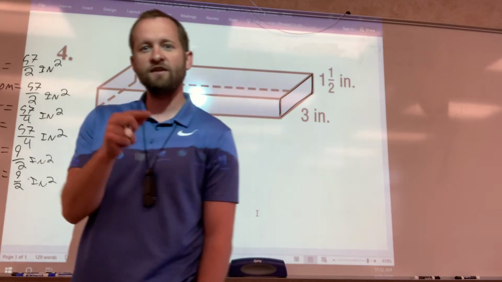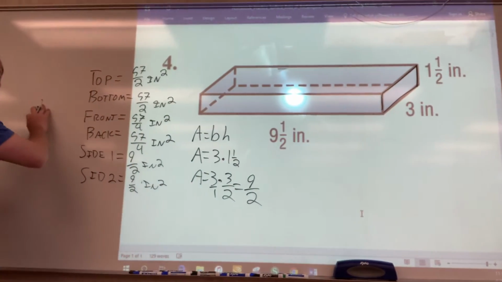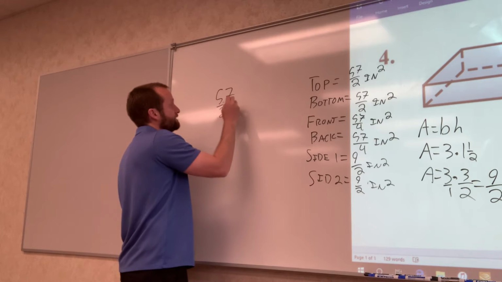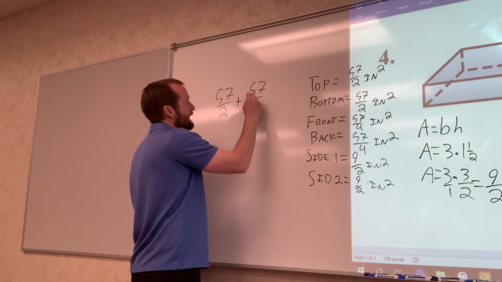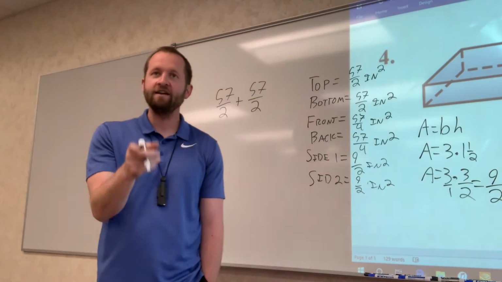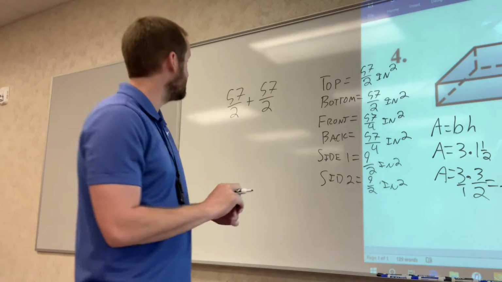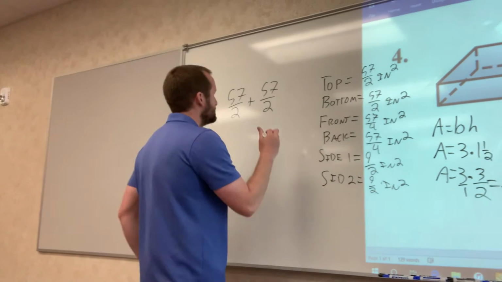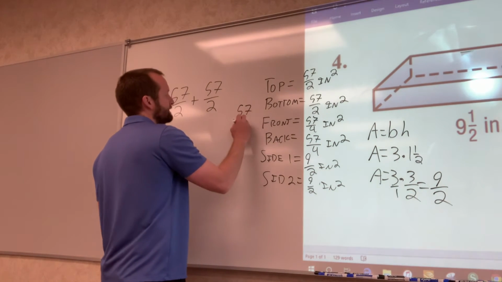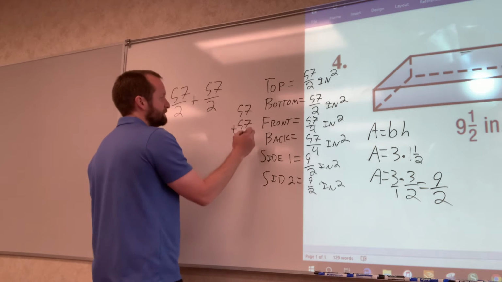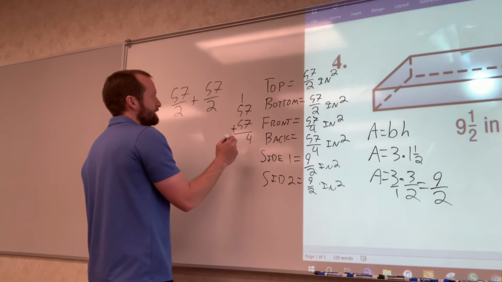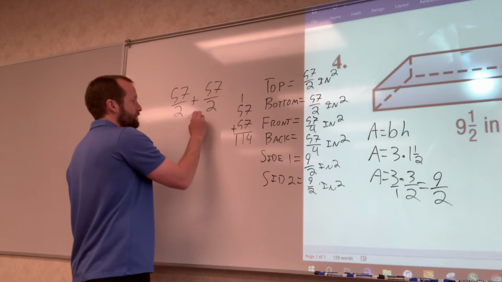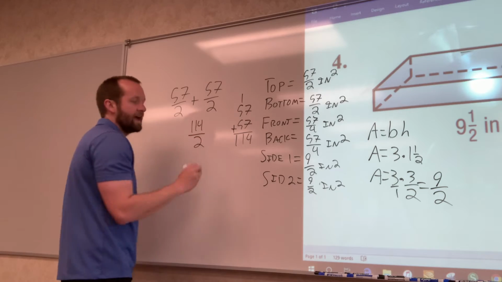Let's see, what is 57 halves plus 57 halves? I'm going to move over to here to work that out really quick, okay? So 57 halves plus 57 halves. If you remember, when we add fractions, we need to have a common denominator, which we do, and then we just need to add the numerators. So we need to find out what is 57 plus 57. All right, 7 plus 7 is 14, 5 plus 5 is 10, plus 1 is 11, 114. So between the top and the bottom, we've got 114, denominator stays the same, halves, okay?